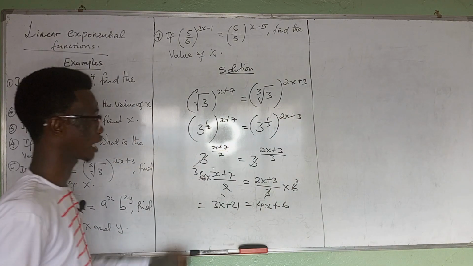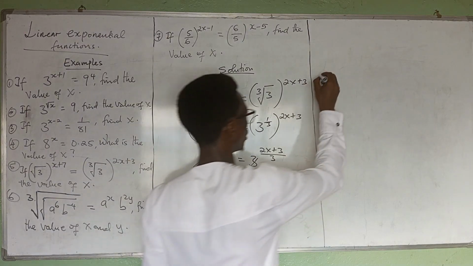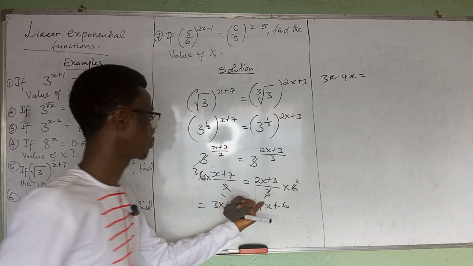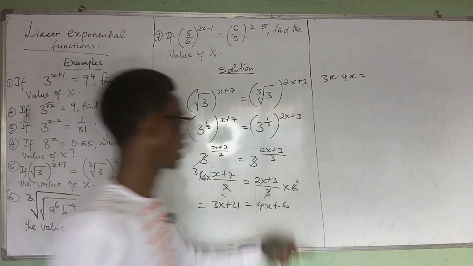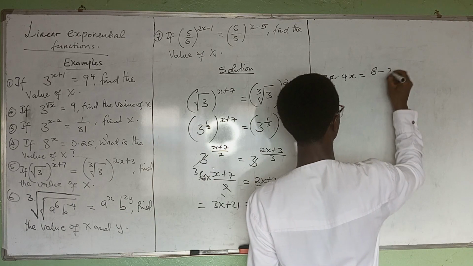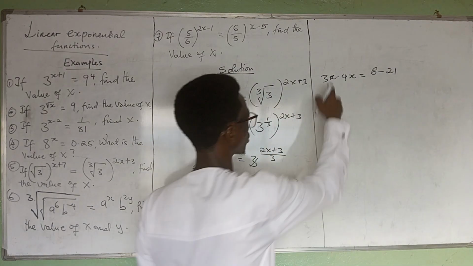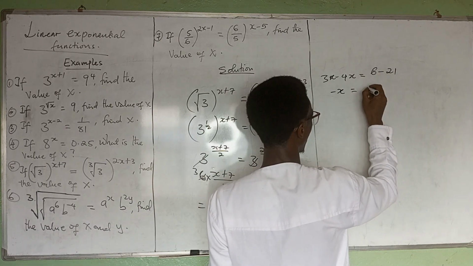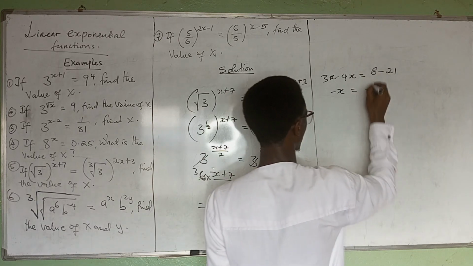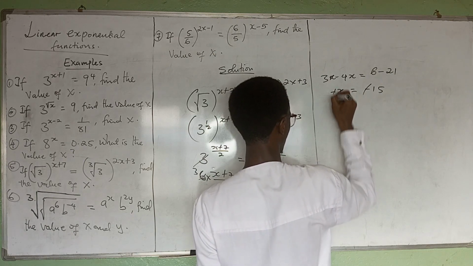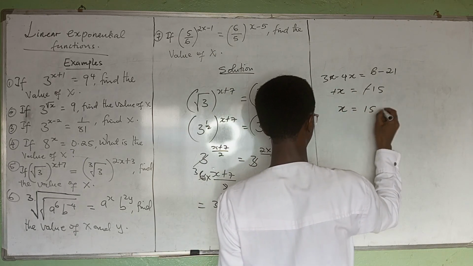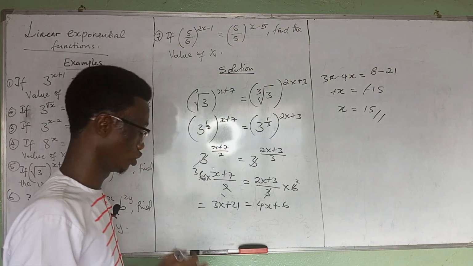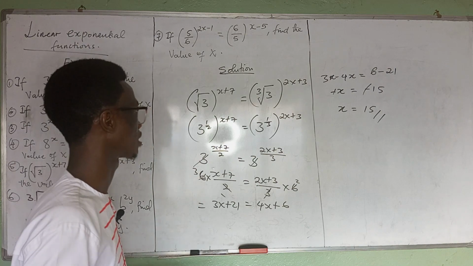All you have to do now is collect like terms. So 3x minus 4x equals, transposing, 6 minus 21. If you subtract, this becomes minus x equals minus 15. Minus cancels minus, so we have x as 15. If you plug this into the equation, you are going to have the same answer.